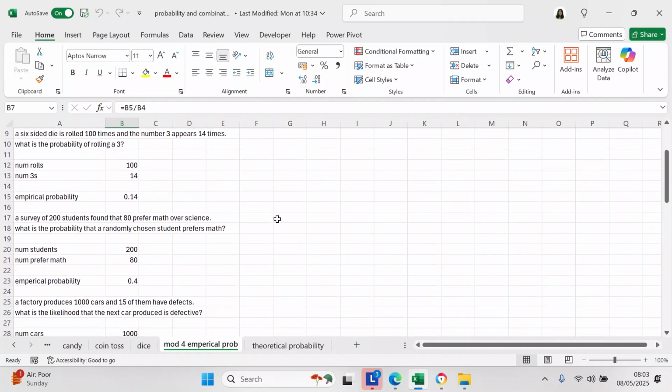The next question is, a 6-sided die is rolled 100 times and the number 3 appears 14 times. What is the probability of getting 3? The number of rolls is 100, and the number of 3s is 14. So the empirical probability is the number of 3s divided by the number of rolls, which is 14%. So it's B13 divided by B12.